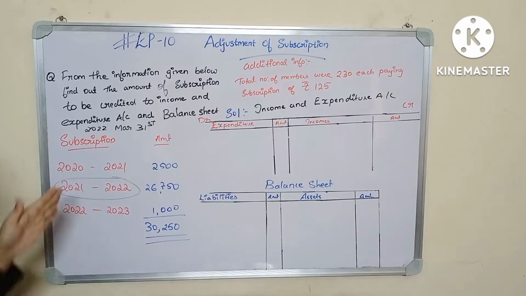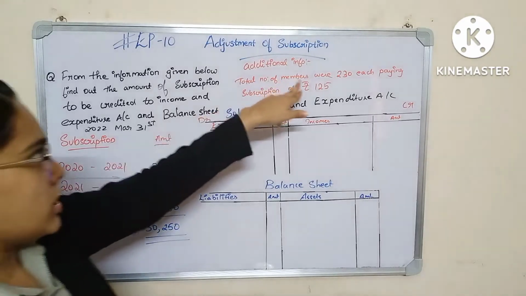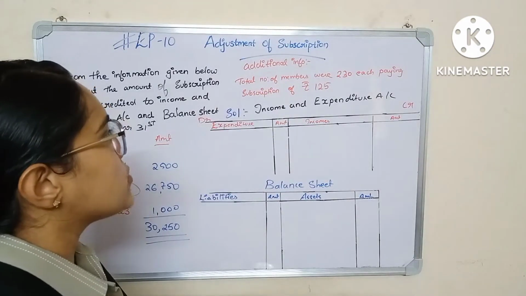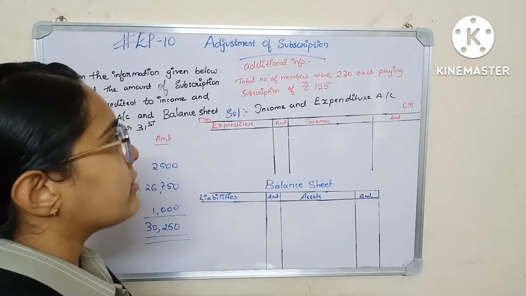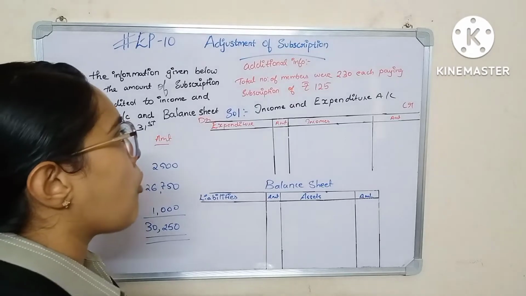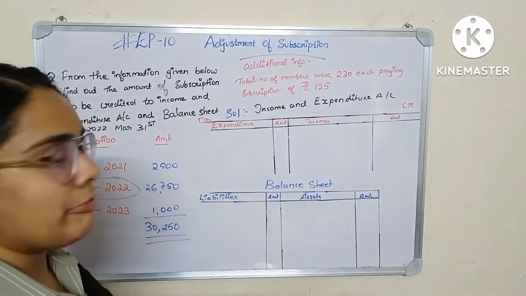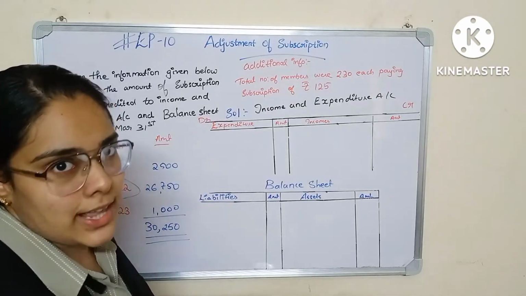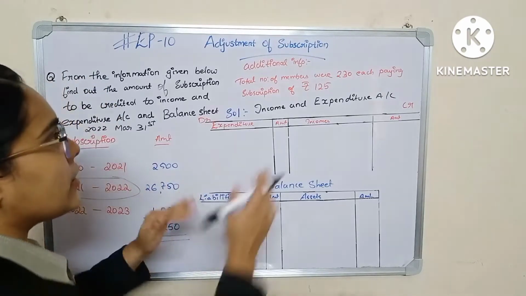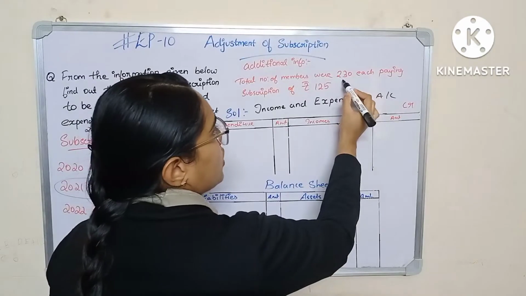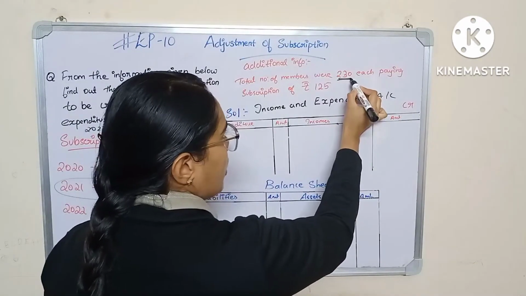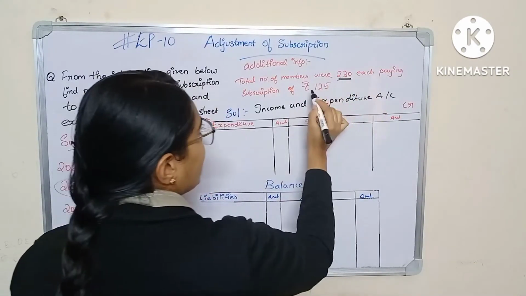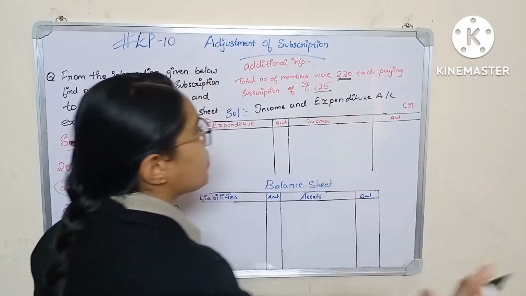So these are the amounts, and you have additional information. Total number of members were 230, each paying subscription of rupees 125. So this is the question. Here one thing you must note is that the clue is given here already. This is the number of members in the club, and this is the amount that each member has to pay.